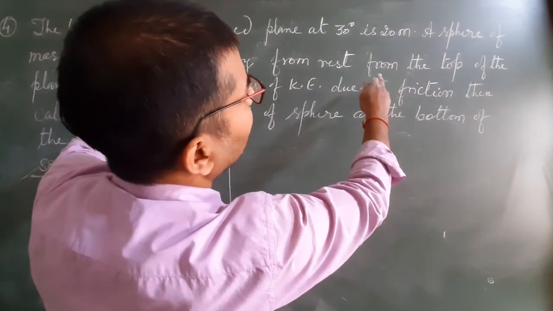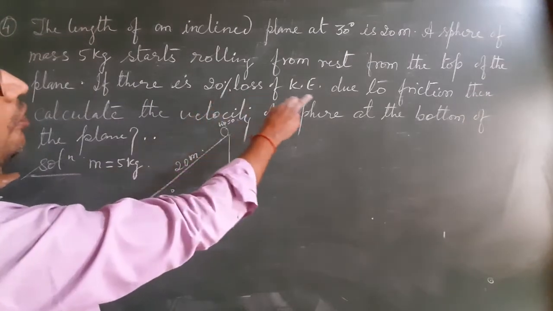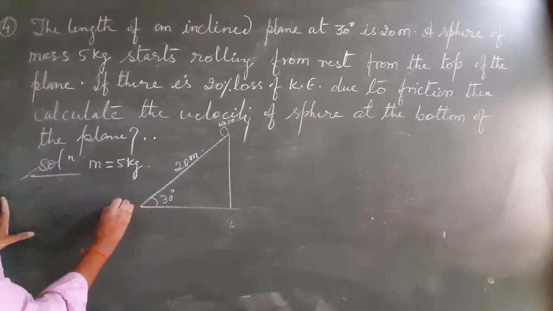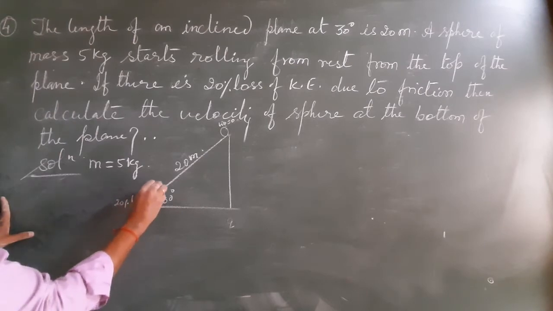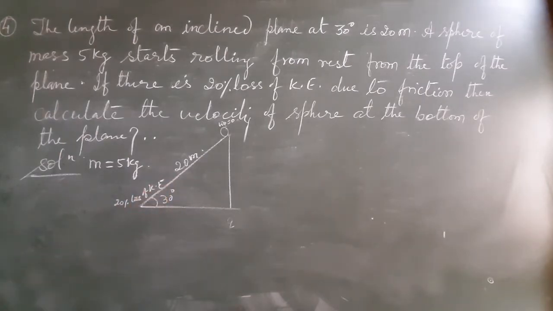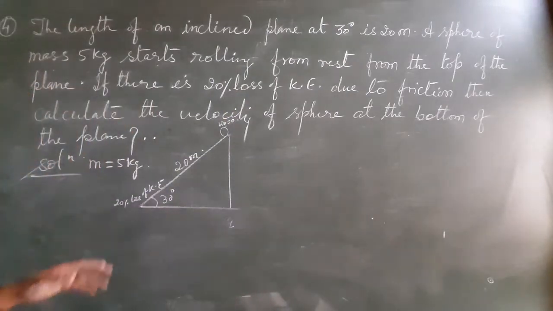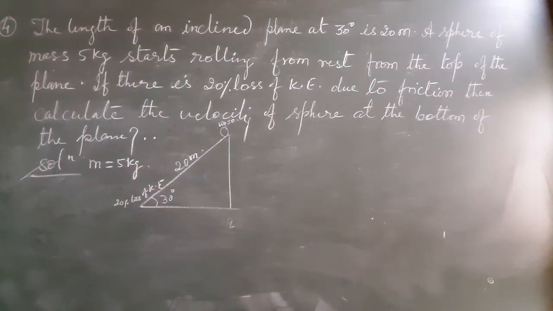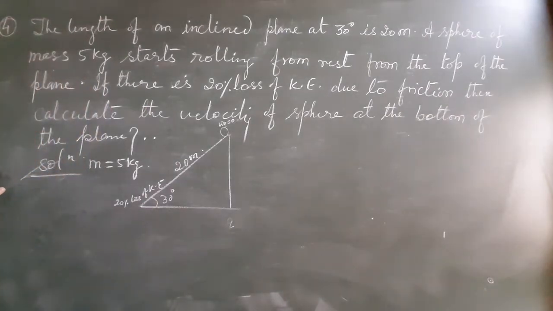From rest, from the top of the plane, if there is 20% loss of kinetic energy due to friction etc., then calculate the velocity of the sphere at the bottom of the plane.